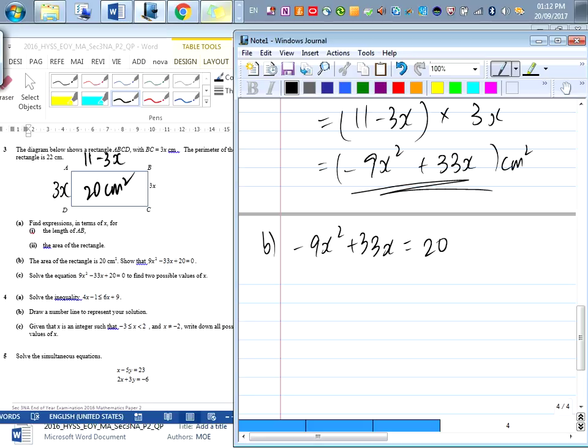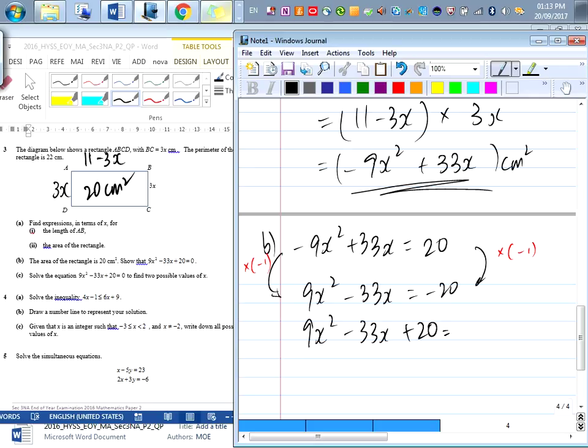So, in order to make it 9x squared, what do I need to do? I can do many things. I show you one of my favorite. I will multiply by negative 1 on both sides. Okay, then I get 9x squared minus 33x equals to negative 20. Then I add 20 on both sides. I get 9x squared minus 33x plus 20 equals to 0.